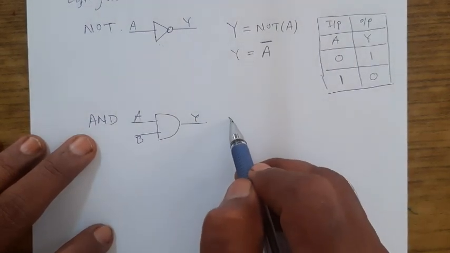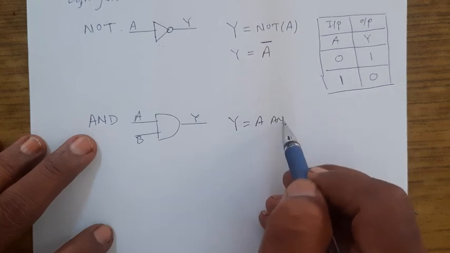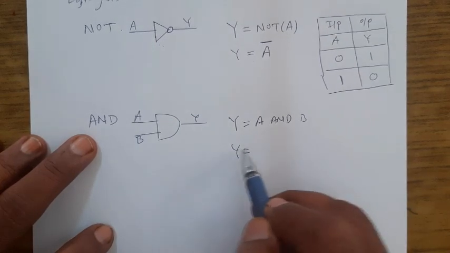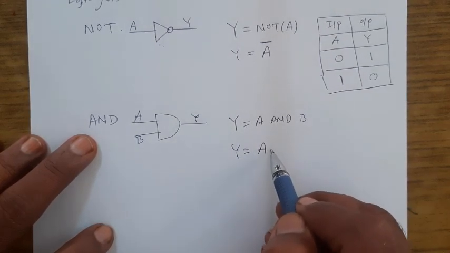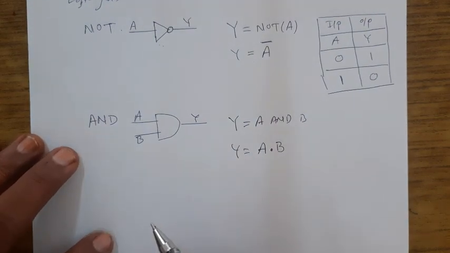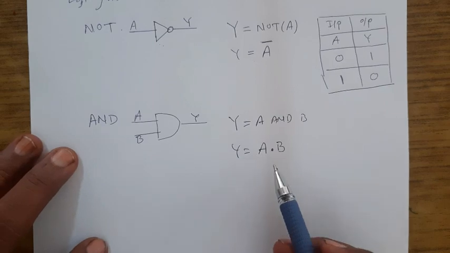Therefore the logic equation for this AND gate is A and B, or in symbolic or short form I can write A dot B. Dot indicates that it is AND operation among A and B. Therefore it is A and B.